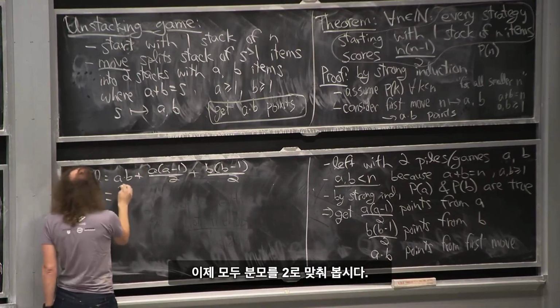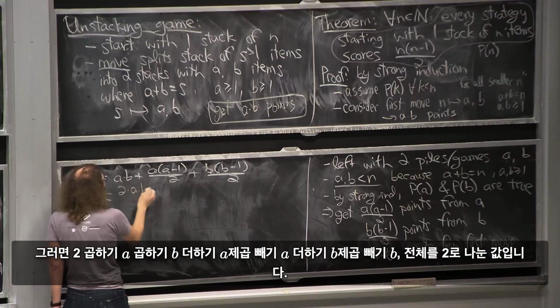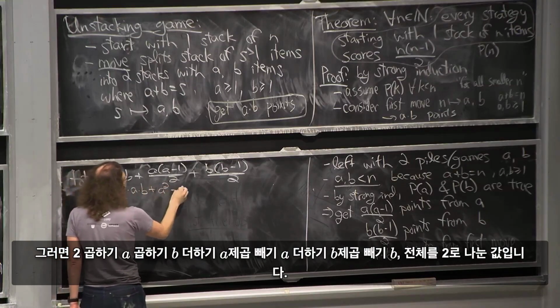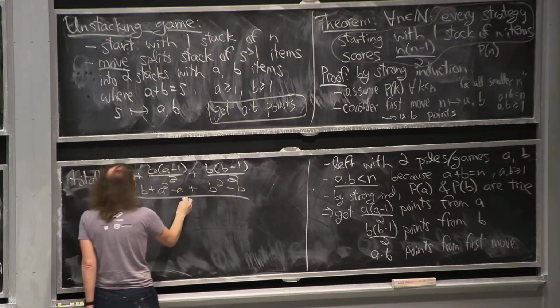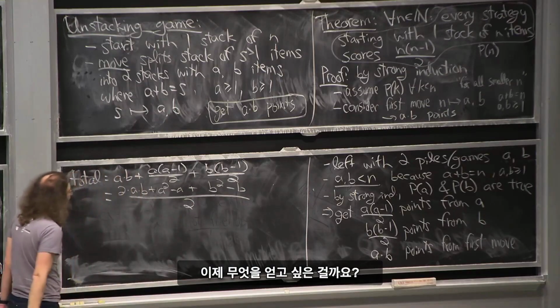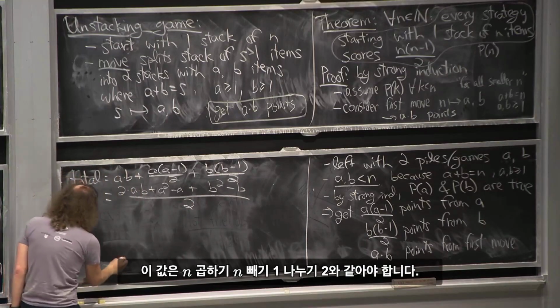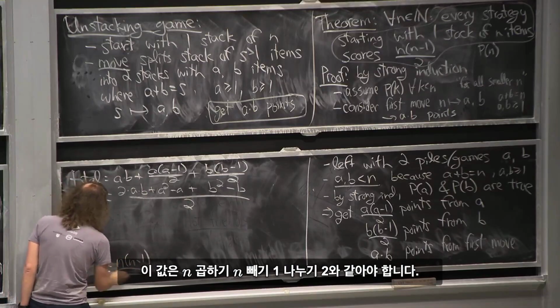And now let's just put everything over 2. So this is 2 times A times B plus A squared minus A plus B squared minus B, all over 2. Okay, and now what do I want to get to? This is supposed to equal n times n minus 1 over 2.